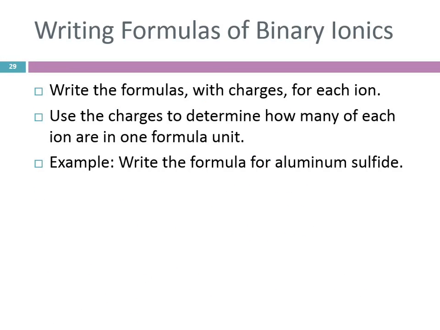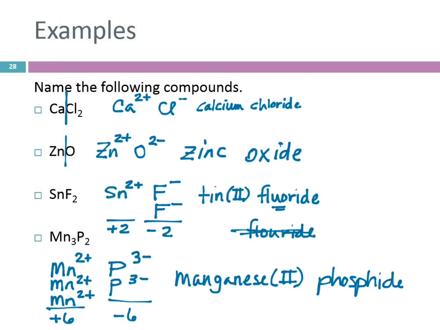The Roman numeral is always going to be the charge. The Roman numeral is the charge. It's not the number of ions. So manganese(II). This is Mn3. That's because there are 3 of these, but the charge is 2. Okay? And that's a real common mistake that students make. They see a name like this, manganese(II). Oh, it's Mn2. No, 2 is the charge. Okay?